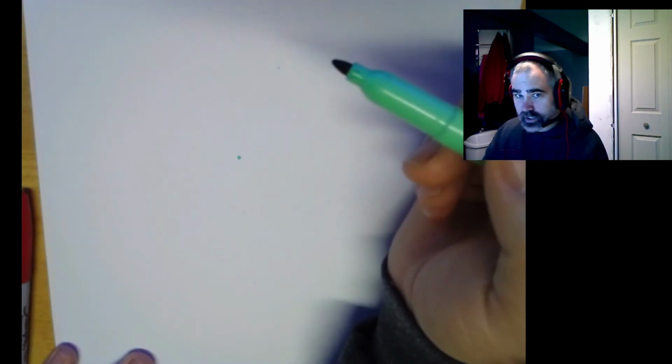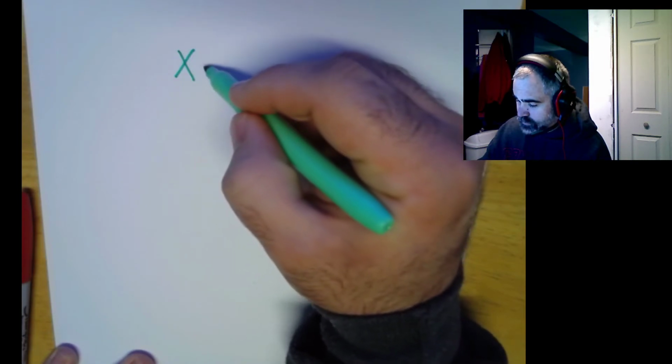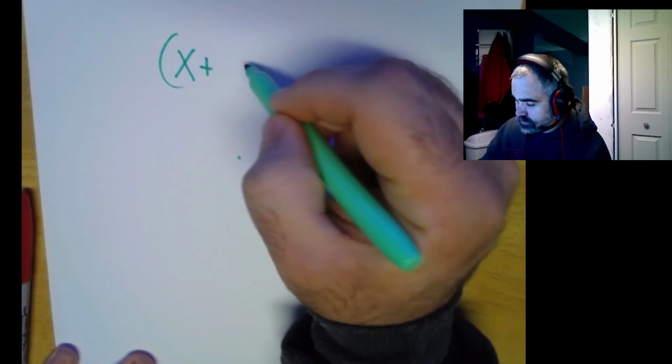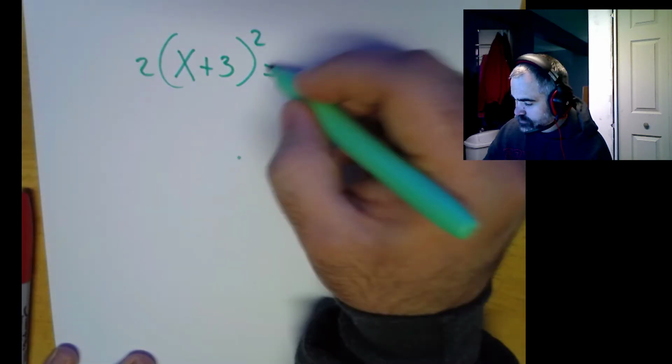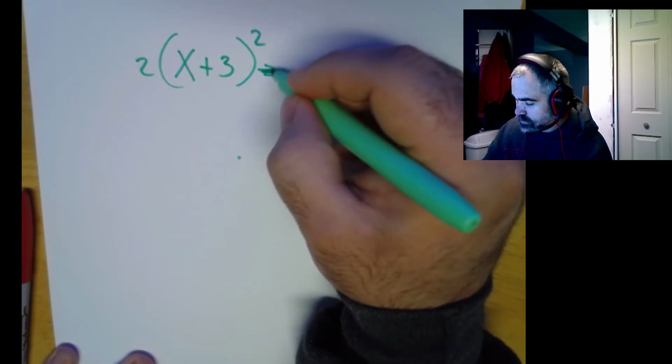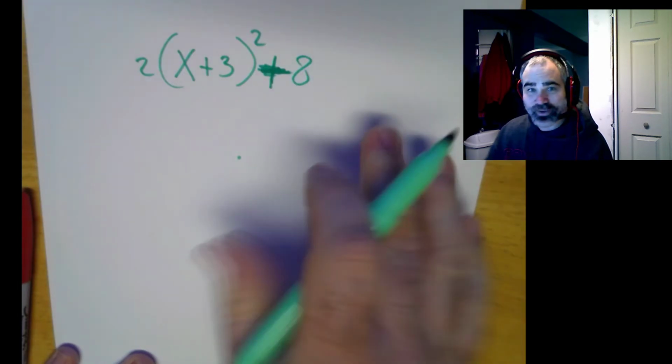Let's go ahead and show you one. Let's do an Algebra 1 problem. So let's do (x + 3)² times 2... wait, sorry, I'm writing my problem down wrong. That's a plus sign, plus 8. There we go. There's my standard form equation, or vertex form, equals 0.